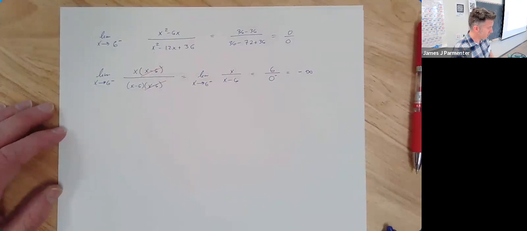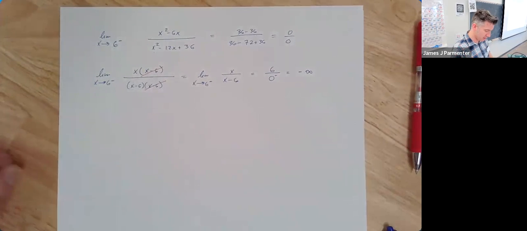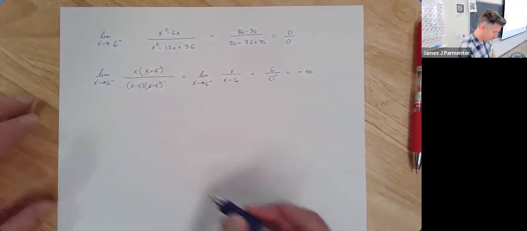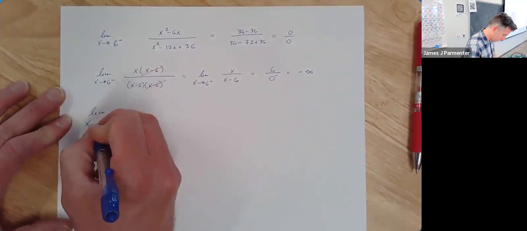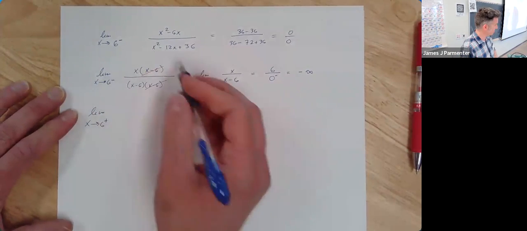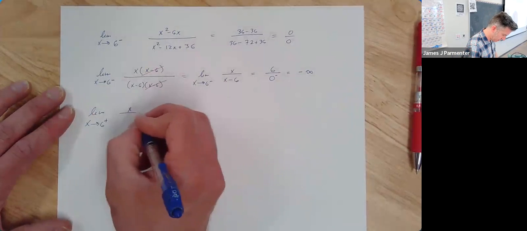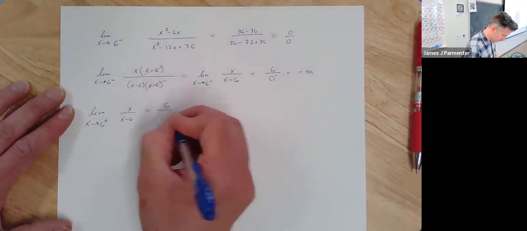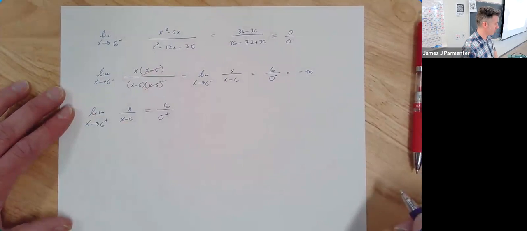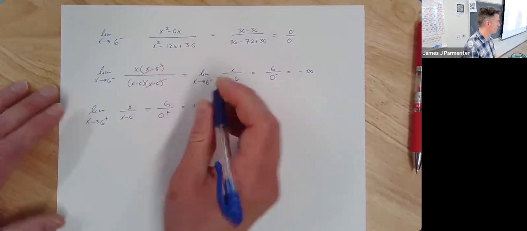And if we went from the other side, it would end up being positive infinity. Limit as x approaches 6 from the right. We still do the same algebra and get x over x minus 6. But then we'd have 6 over a very slightly positive 0, which would be positive.